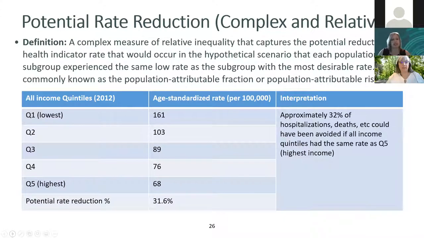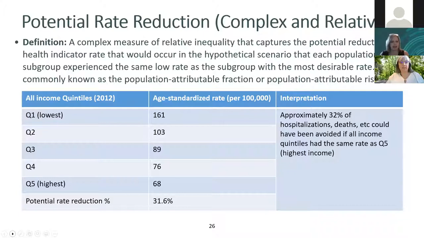The potential rate reduction is a complex measure of relative inequality that captures the potential reduction in a health indicator that would occur in the hypothetical scenario that each population subgroup experiences the same low rate as the subgroup with the most desirable rate. It's also commonly known as population attributable fraction or population attributable risk. The interpretation here with our result is that approximately 30% of outcome X could have been avoided if all income quintiles had the same rate as that in the highest income quintile.